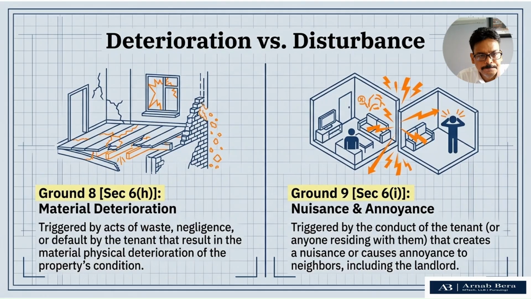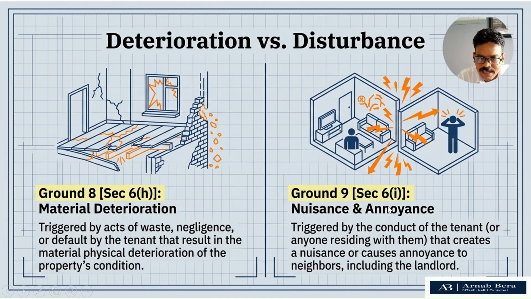Now in the next slide, what is in ground 8? In ground 8, or section 6H, there is material deterioration, triggered by waste, negligence, or default by the tenant that results in material physical deterioration of the property and its condition. And he does not inform the landlord about this, then this would be considered an eviction ground, and under section 6H, again, eviction can be initiated by the landlord.